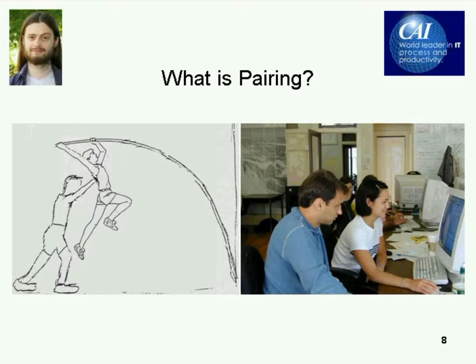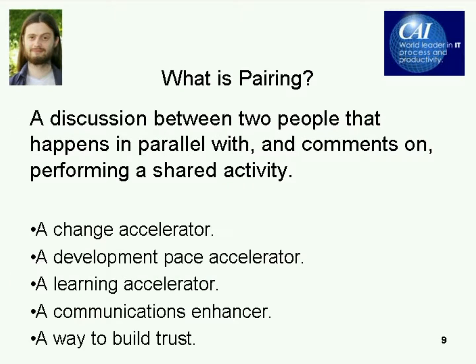So the key concept for what is pairing that distinguishes it from things that are not pairing is that the two people are interacting with each other much more than they are with the problem domain. It's a discussion that happens in parallel with a shared activity. So this has a number of ramifications as you are working. Mostly, it's all about communication, learning, and change.